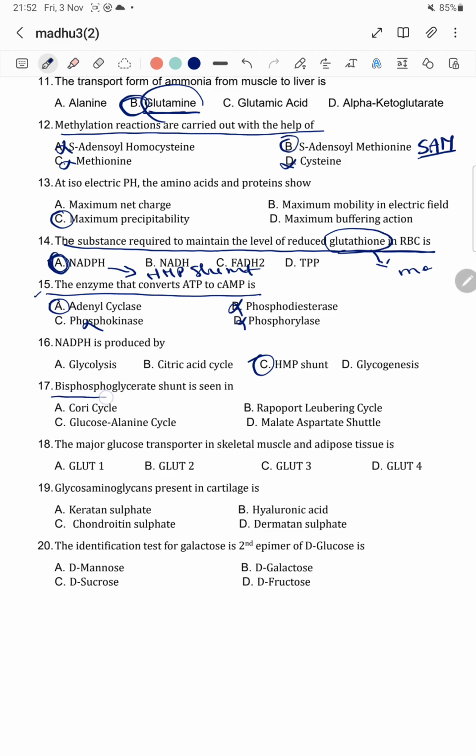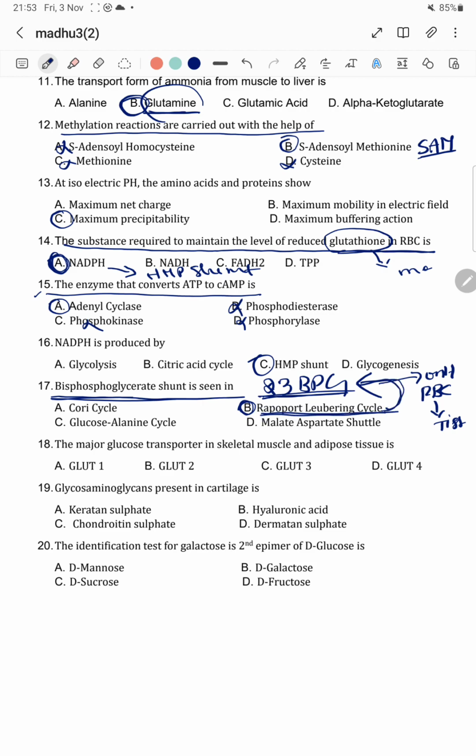And the 17th one: the bisphosphoglycerate 2,3-BPG shunt is seen in the Rapoport-Luebering cycle. So the pathway which produces 2,3-BPG is the Rapoport-Luebering cycle. 2,3-BPG is required for unloading oxygen from RBC to the tissues. Remember, 2,3-BPG is a very important compound produced by the Rapoport-Luebering cycle.